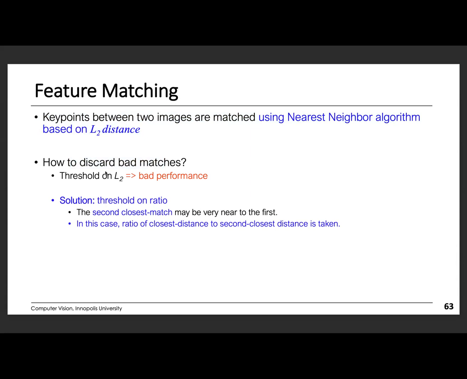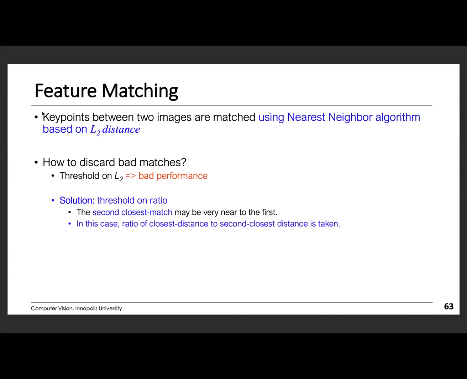How to discard the bad matches? Thresholding on L2 gives us some bad performance, because for some images, for example, here, this feature from image 1 and this feature in image 2, this feature could be very similar to this one, but also could be very similar to this one. And the actual value that is similar to this should probably be this one. But for some reason, our feature detectors in the two images gave us this as the smallest distance. So this would ruin our performance a little bit.